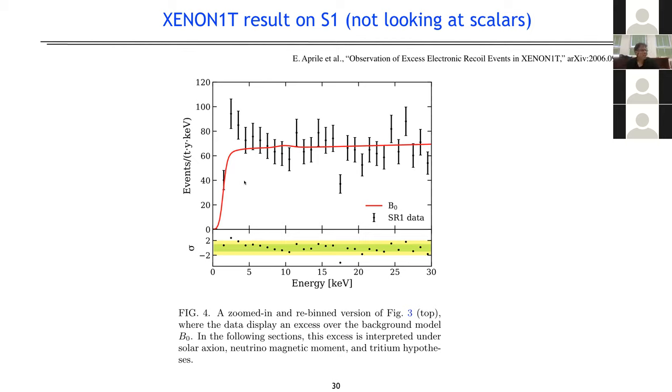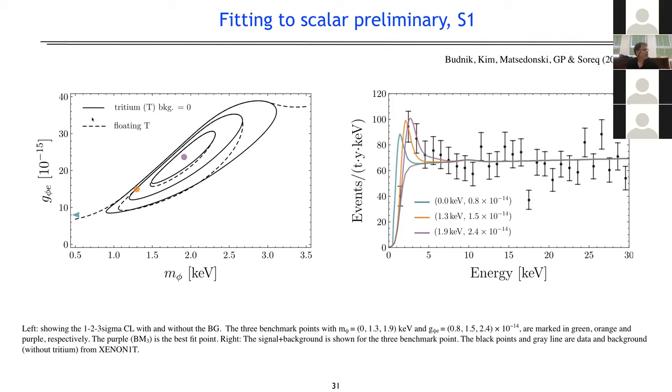So now the question is whether you can explain such a thing in our framework. So here on the left side, you see the scalar coupling to the electron as a function of phi. You see here two different curves when you do the chi-squared fit for the signal. First of all, assuming that you're not floating the background, so you just take the central value of the background, which is not always a smart assumption. But anyway, let's just play this game for a second.